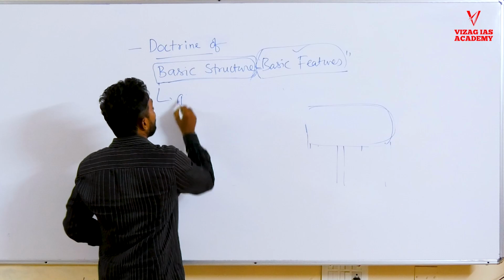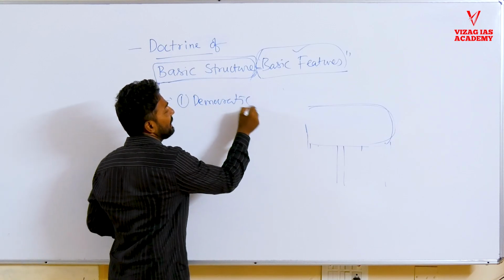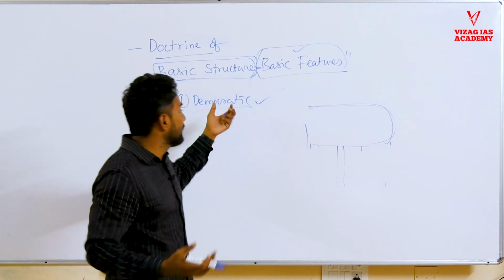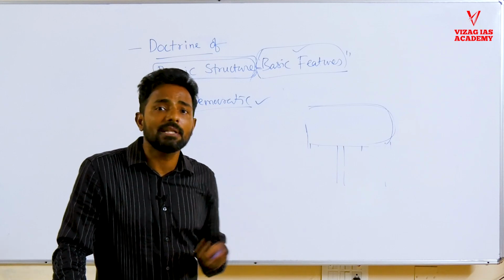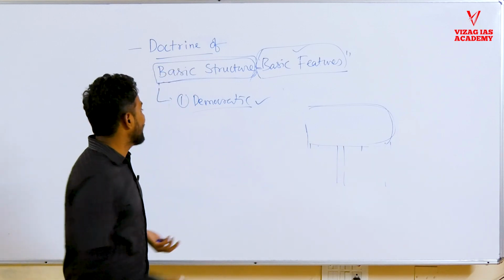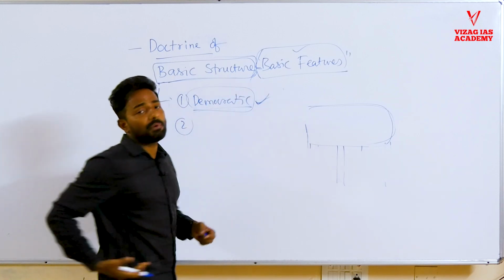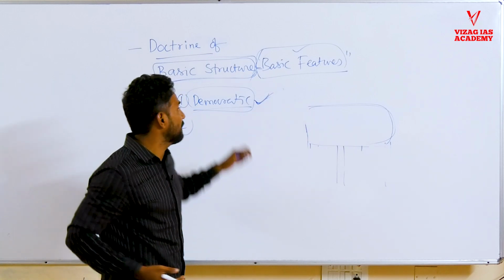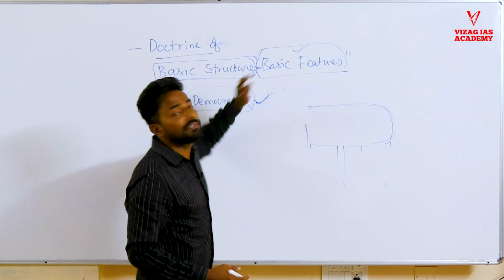Something like democracy. We are living freely in a democratic country. If we remove democracy, then it is like a police state. Earlier, during the British times, we had an exploitative police state. Instead of that, we have a democratic state, which is very much essential for the free existence and freedom of the citizens. Therefore, this is one of the basic features.